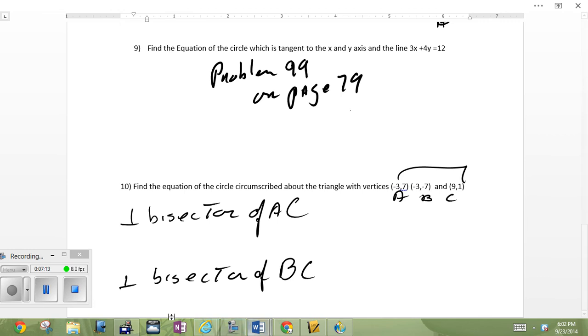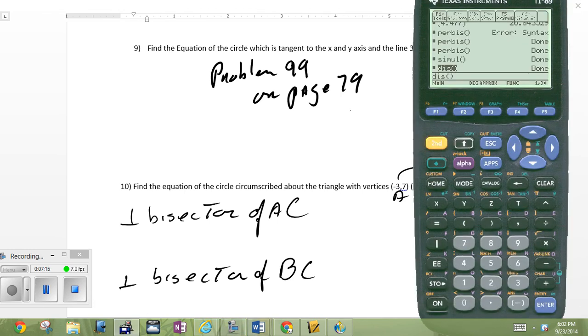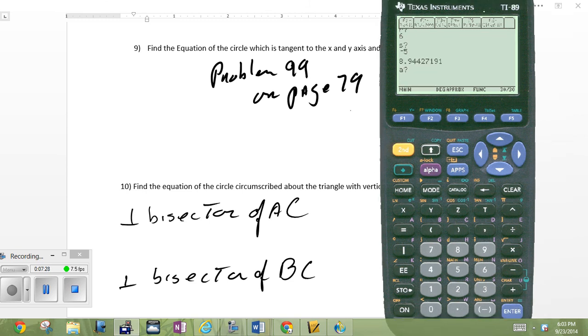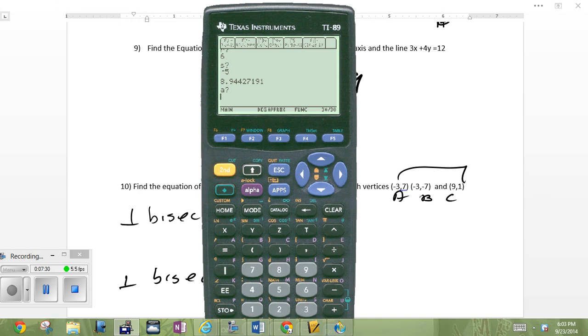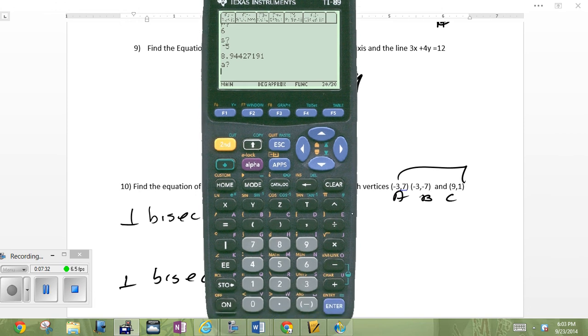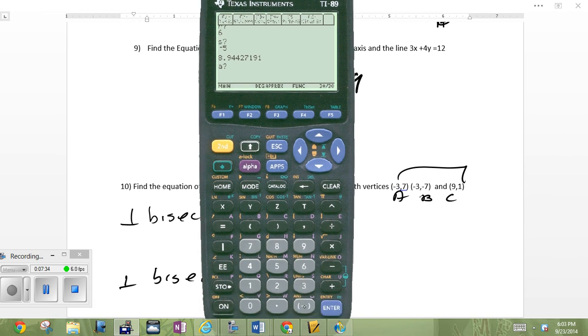Okay, my calculator is up. I'm going to execute the perpendicular bisector program. I'm going to come down here, clear that, and then scroll up and grab it. Okay, it's right here. It's asking for coordinates A and C, which is -3, 7 and 9, 1. So here's your negative key. Don't forget -3, 7, and 9, 1.